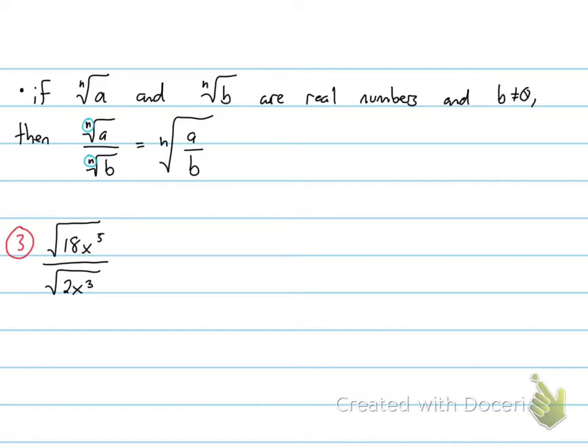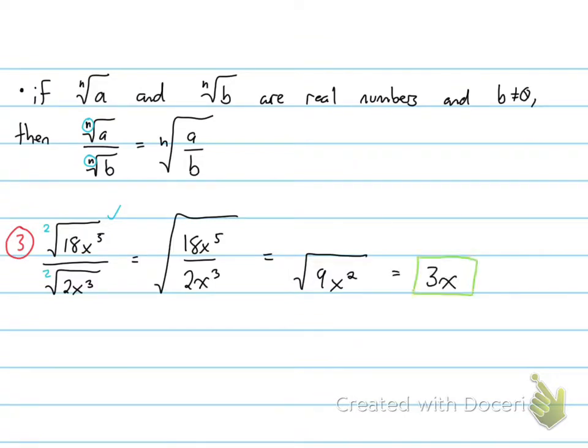So here I have the square root of 18x to the fifth over the square root of 2x to the third. Since these are both taken to the square root, I'm going to rewrite this as one big fraction. And what's kind of nice here is that I can simplify the fraction, then deal with the radical. So 18 over 2 is going to give me 9. X to the fifth divided by x to the third, I'm subtracting their powers. I'm now left with the square root of 9x squared. This will easily simplify. Square root of 9 is 3. Square root of x squared is x. My final answer is 3x.